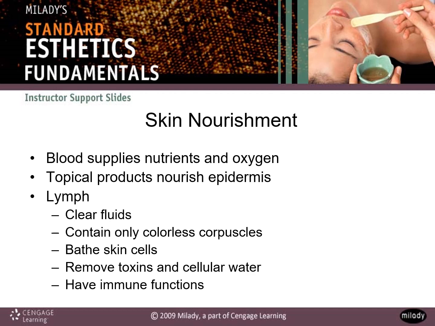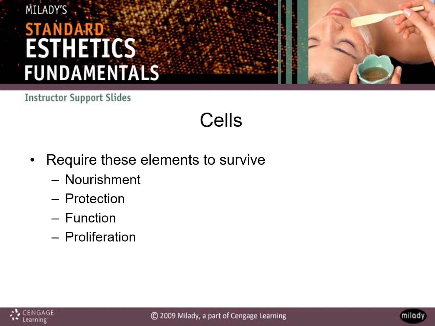What is lymph? It's a clear fluid that contains only colorless corpuscles. It helps to bathe the skin cells, and it removes toxins in cellular water. These also have an immune function that keeps us healthy. What does a cell need to survive? Nourishment, protection, function, and proliferation.